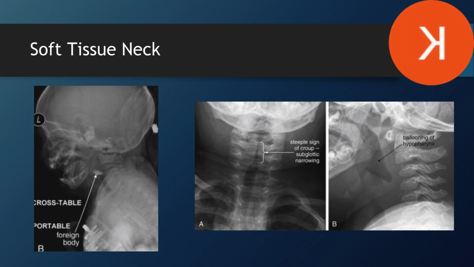Okay, here we're going to briefly talk about soft tissue neck. In the first picture, it demonstrates a radio-opaque foreign body in the airway or esophagus of the patient. The second image here shows the croup steeple sign. It's an AP soft tissue neck view that shows the subglottic narrowing. An example could be a barking cough. And then the last image we see here is the lateral view of the neck. It shows ballooning of the hypopharynx. The arrows indicate abnormal soft tissue widening, often due to retropharyngeal abscess, infection, or inflammation.